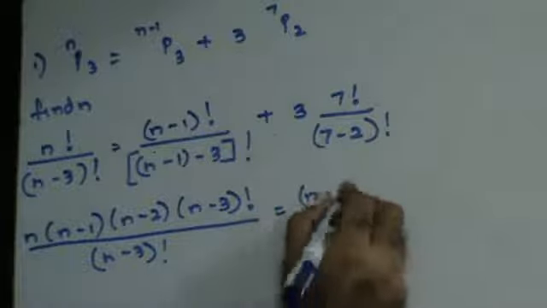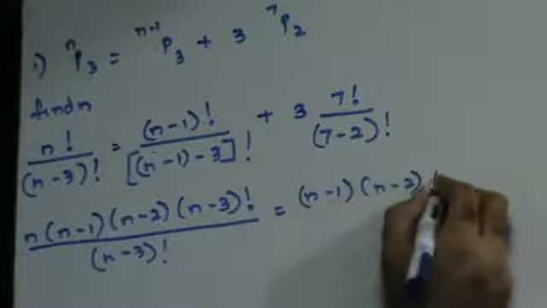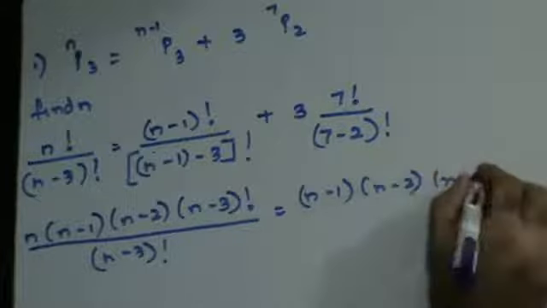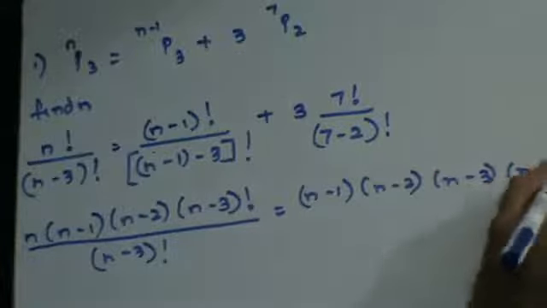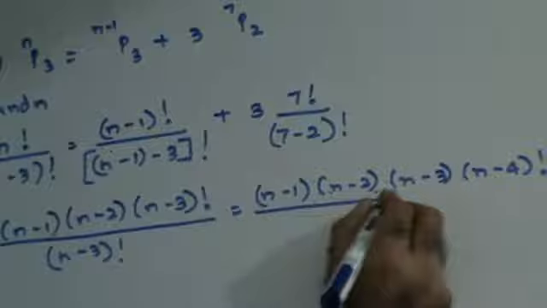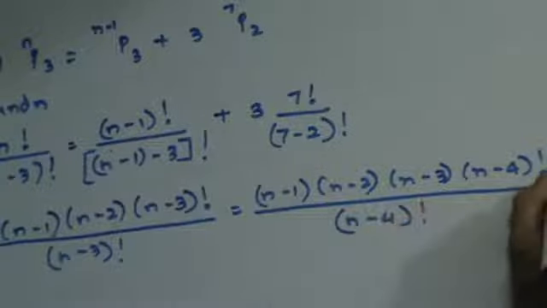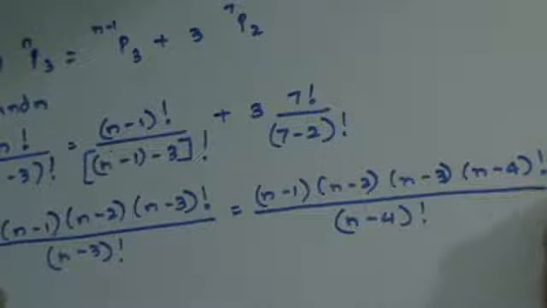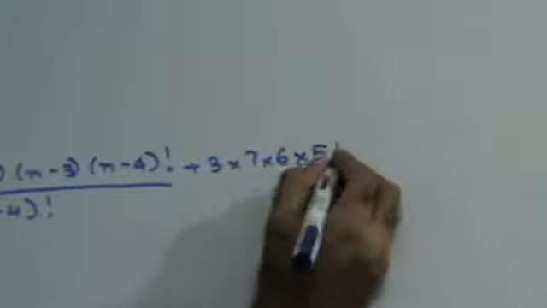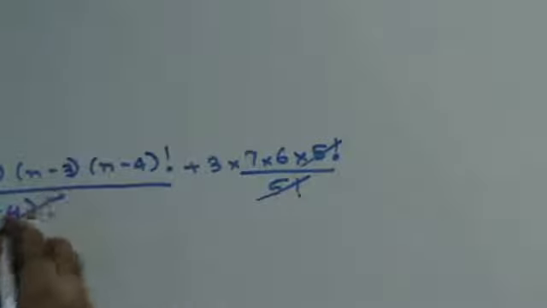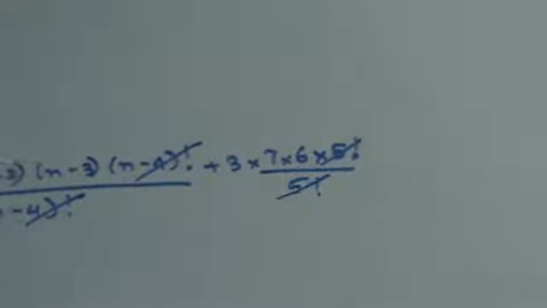N minus 1 reduced by 1, n minus 2, reduced by 1, n minus 3, reduced by 1, n minus 4 factorial. And in the denominator, you have n minus 4 factorial. Plus 3, 7, reduced by 1, 6, reduced by 1, 5 factorial upon 5 factorial. 5 factorial gone, n minus 4 factorial gone, n minus 3 factorial gone.